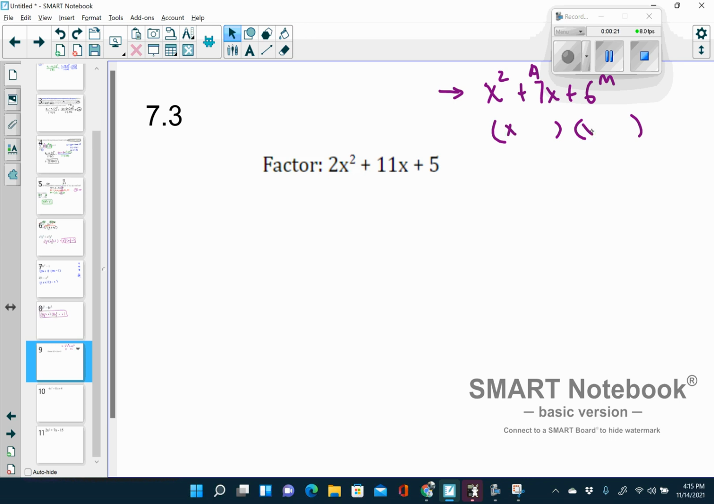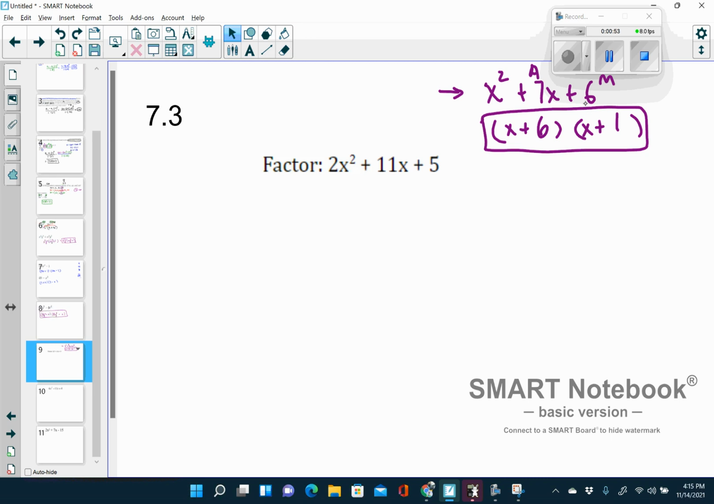So you put an x and an x here. Two numbers that multiply to be 6 are 2 and 3, but 2 plus 3 is not 7. The other factors of 6 are 1 and 6, and 6 plus 1 is equal to 7. So your two factors are going to be 6 and 1. Since the signs are both positive, you're going to have positive and positive. These are the factors of x squared plus 7x plus 6. If you FOIL this, you would get x squared plus 7x plus 6 back.